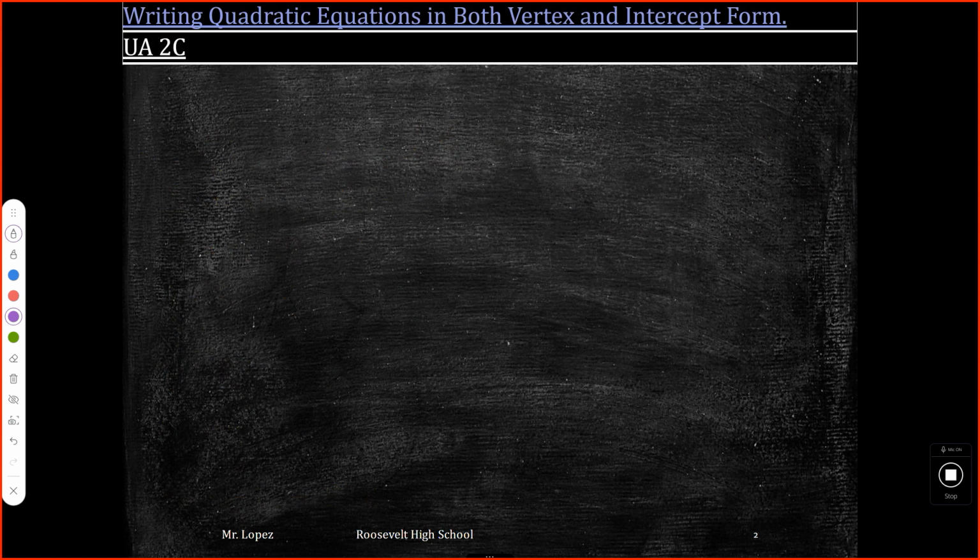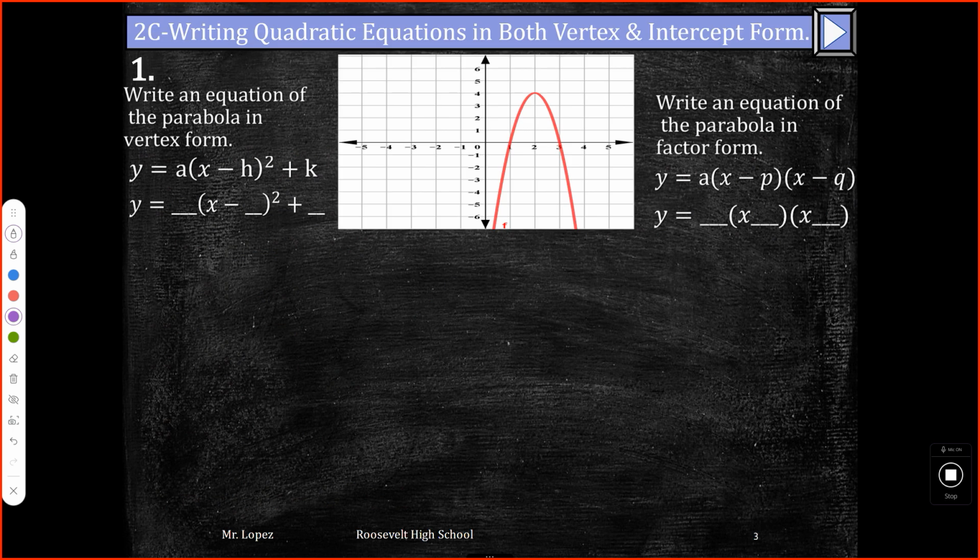So today we're writing quadratic equations in both vertex and intercept form. So go ahead and pause the video and copy everything down.